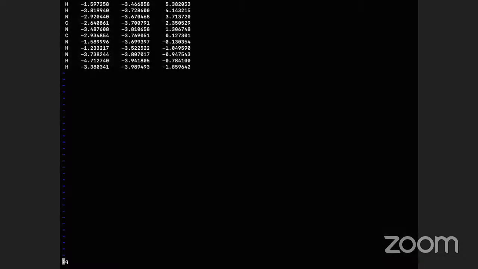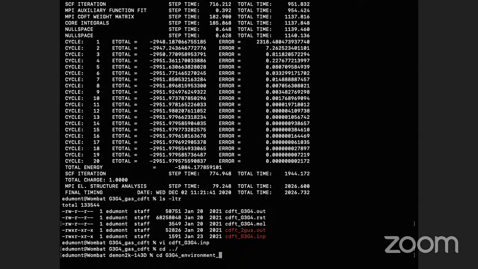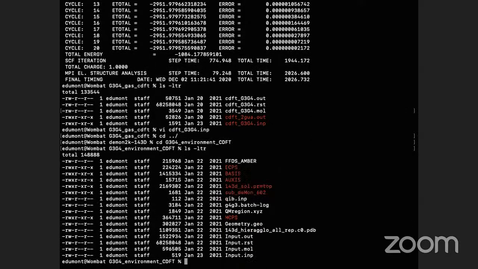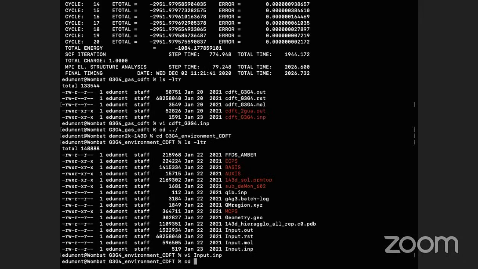And then we constrain some of the atoms in the other system that you have here. So this is the gas, and then same thing with the environment here. But we will check later, for now.